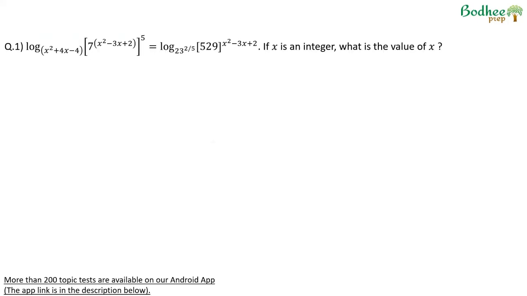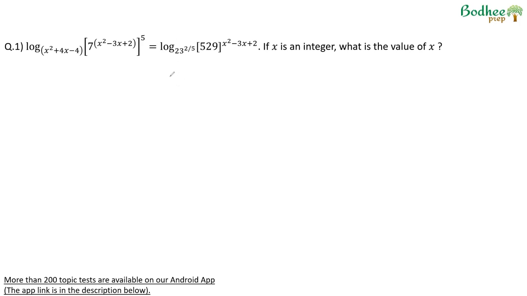If you look at the questions, the first question says log of 7 raised to power x square minus 3x plus 2 raised to power 5 to the base of x square plus 4x minus 4 is equal to log of 529 to the base x to the power x square minus 3x plus 2 to the base of 23, 5 by 2. So first let us deal with the right hand side.